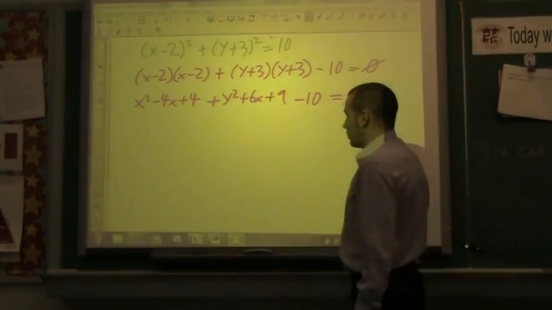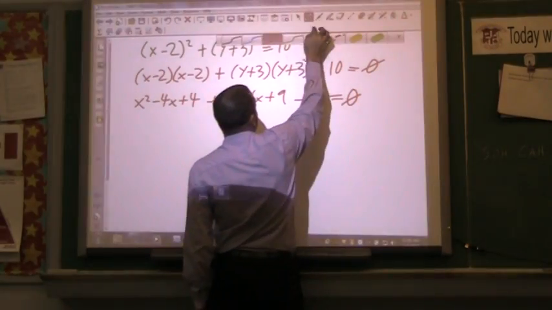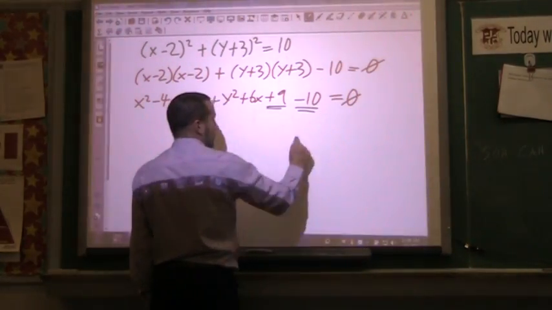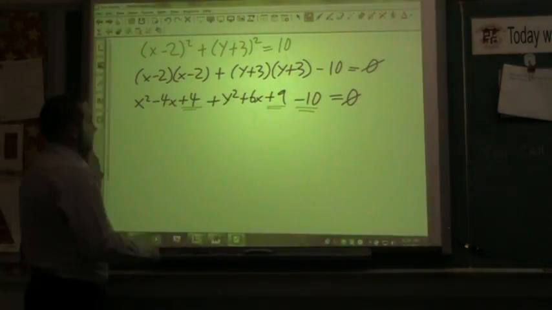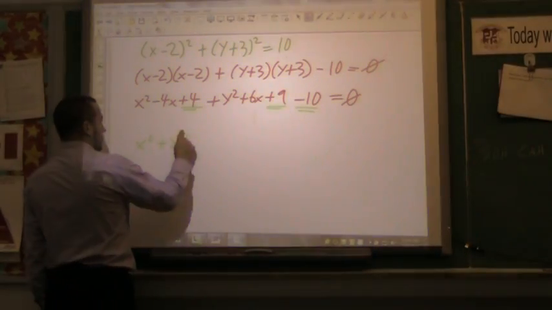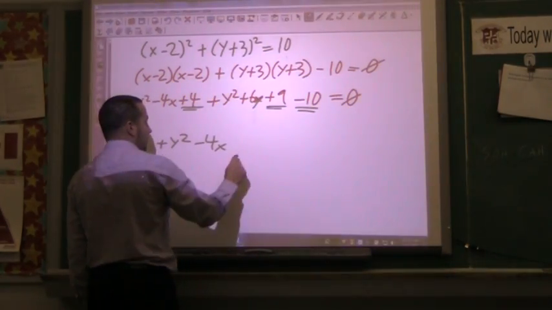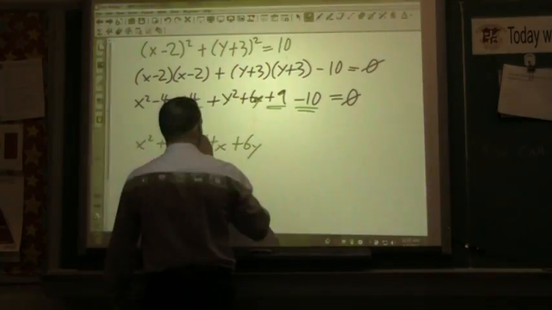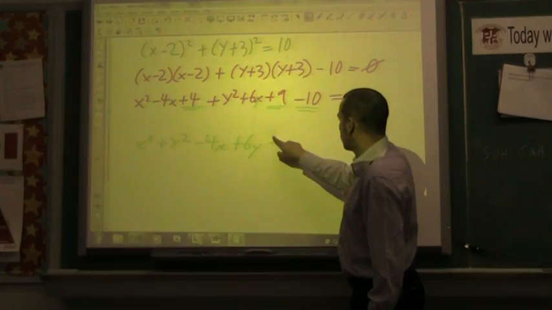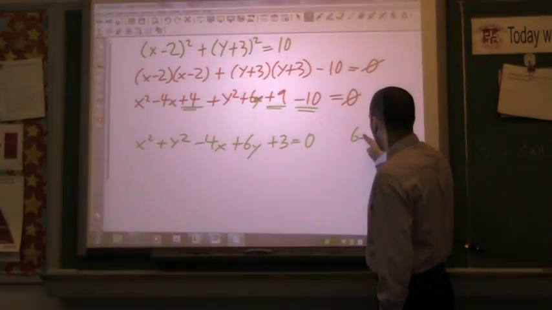Now we collect our like terms. The only terms that are alike are the numbers. And they're collected on the end. So you get x squared plus y squared. My x is -4x. My y is 6y. My numbers put together, 4 plus 9 is 13, 13 subtract 10 is 3. So there it is in general form.